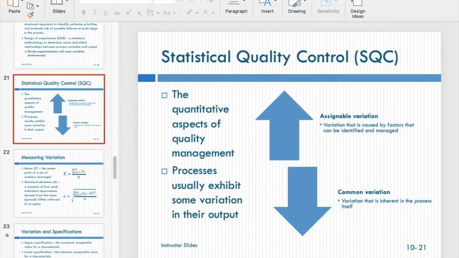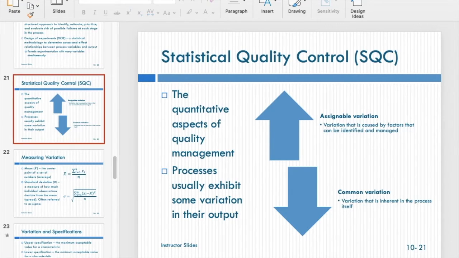But normally the variation has two parts, okay? We name it the assignable variation or the common variation. So actually the difference between assignable variation and common variation is very straightforward. What does it mean by assignable variation? Normally, if you can figure out the reason of this variation, so basically, if the variation is caused by some factors that you can figure out or you can manage, we view it as an assignable variation.